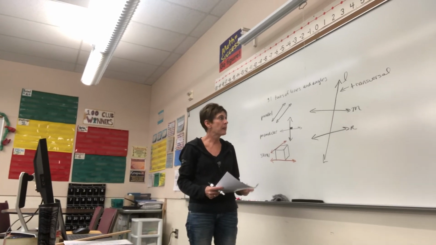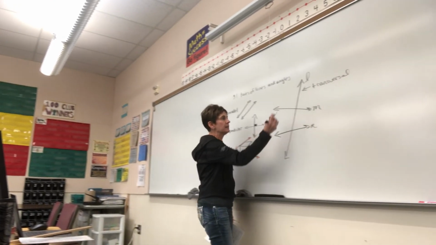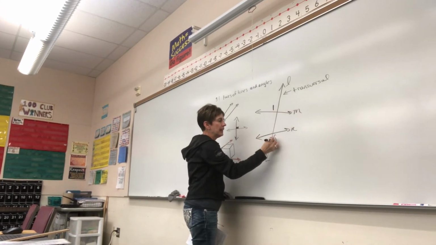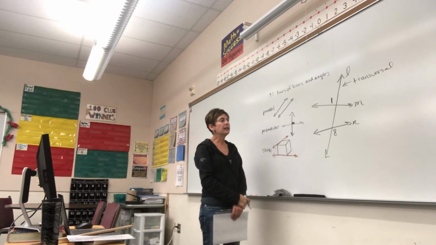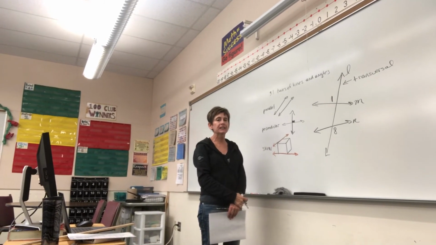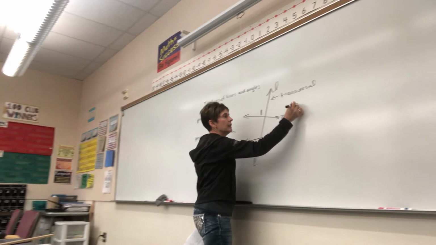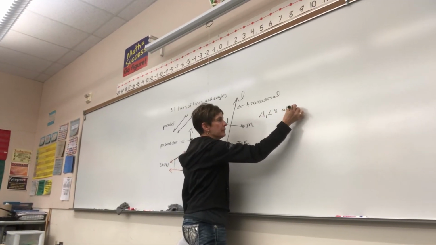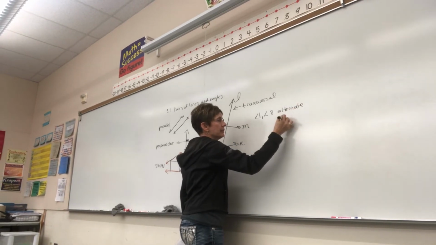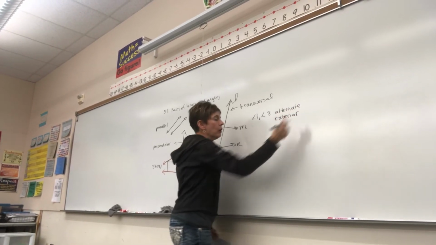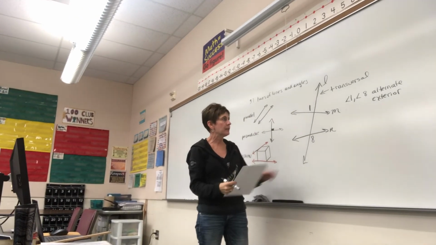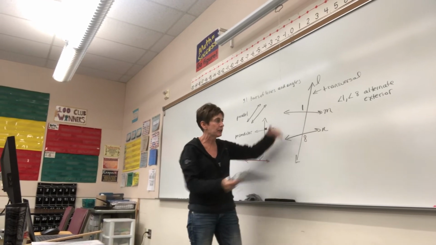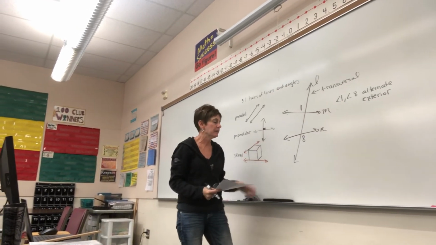So the first pair I'd like to discuss would be, for example, if I label this angle 1 and maybe angle 8 here. Angle 1 and angle 8 are called alternate exterior. Let's write that down. Angle 1, angle 8, alternate exterior. So alternate means on opposite sides of the transversal. Angle 1 is on the left, angle 8 is on the right, and exterior means on the outside.